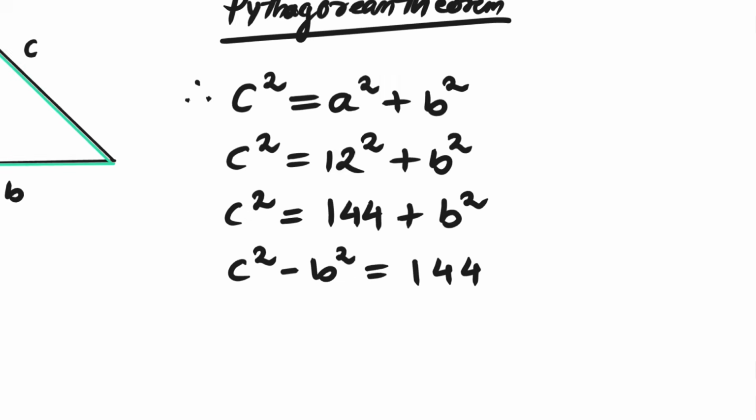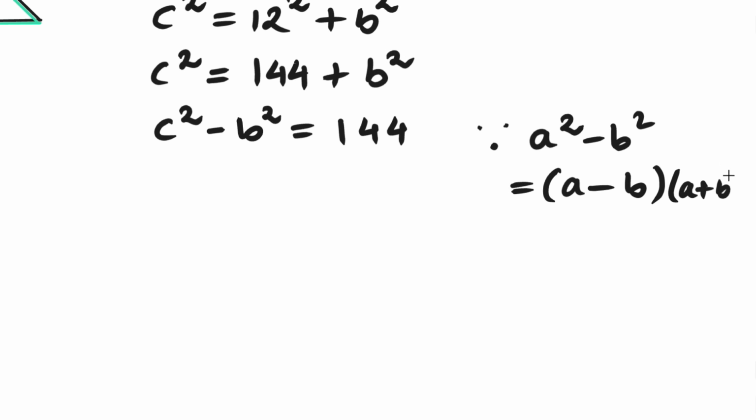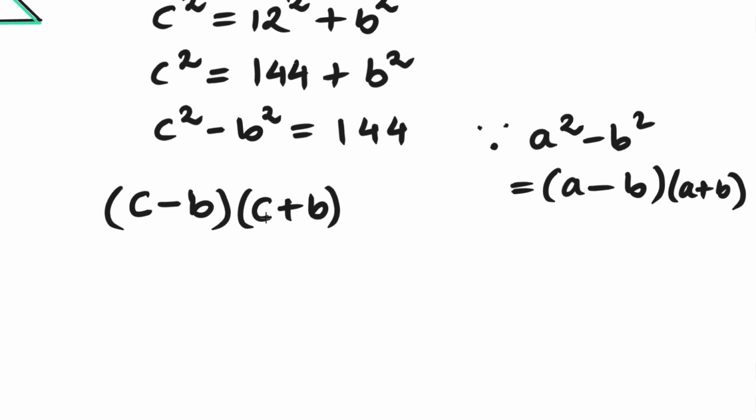Let's look at this expression carefully. On the left side, we have C squared minus B squared. This matches a well-known algebraic identity. The identity says A squared minus B squared equals (A minus B) multiplied by (A plus B). Applying that identity here, C squared minus B squared becomes (C minus B) multiplied by (C plus B). Therefore, our equation becomes (C minus B) multiplied by (C plus B) equals 144.